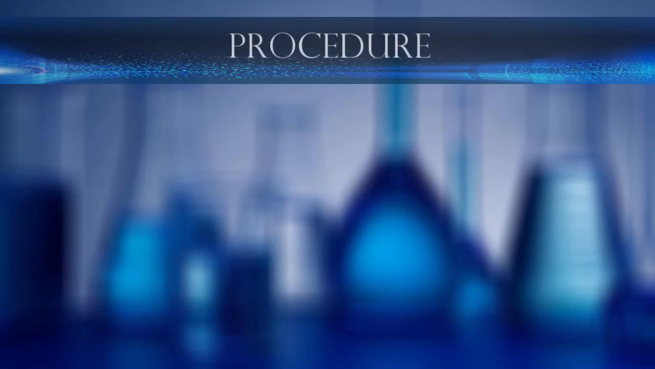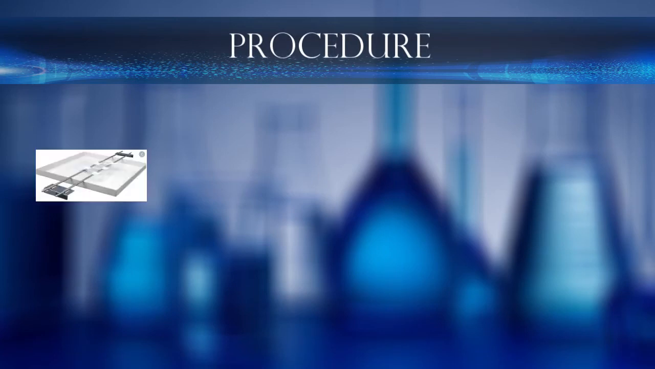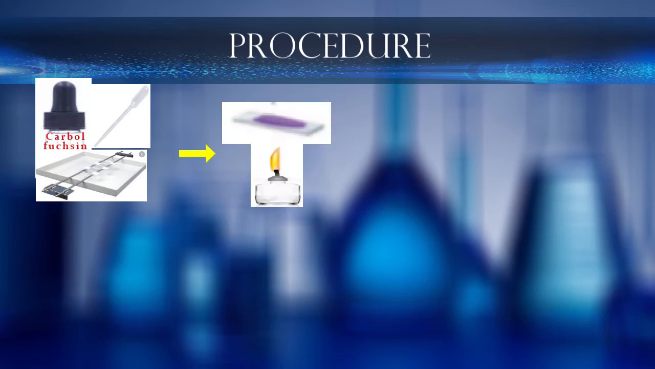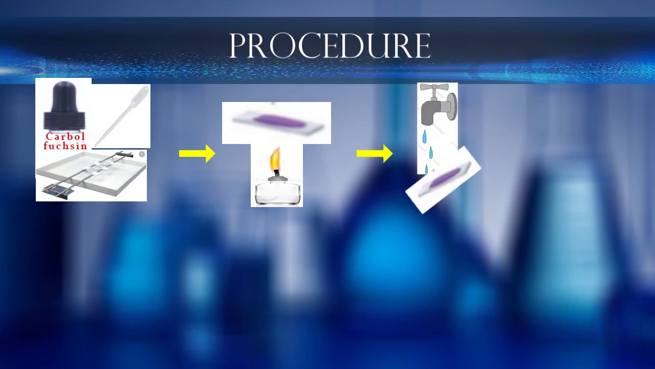Coming to the procedure, place the heat-fixed smear onto the staining rack and using a Pasteur pipette, flood the smear with carbol fuchsin. Then heat the slide by passing the flame of the spirit lamp below the slide till fumes arise and keep it for 5 to 8 minutes. After which, gently wash under running tap water.